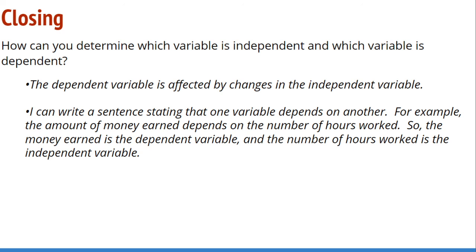You can also write a sentence stating that one variable depends on another. For example, the amount of money earned depends on the number of hours worked. The total cost of the school supplies depends on how many notebooks are purchased. So the money earned is the dependent variable, the number of hours worked is the independent variable.